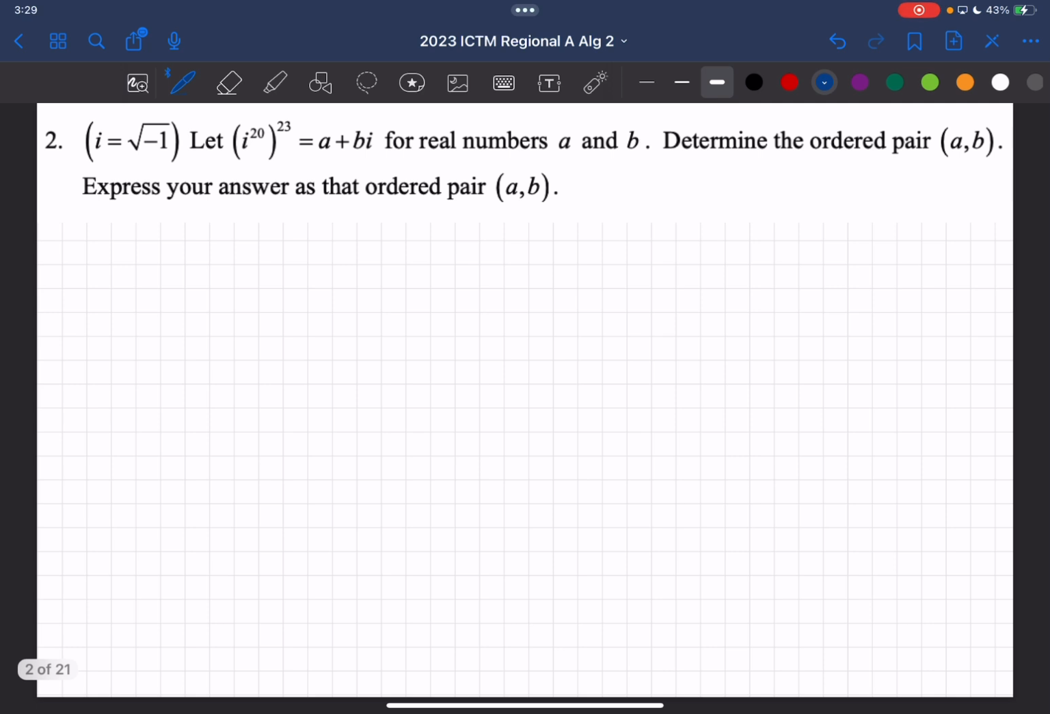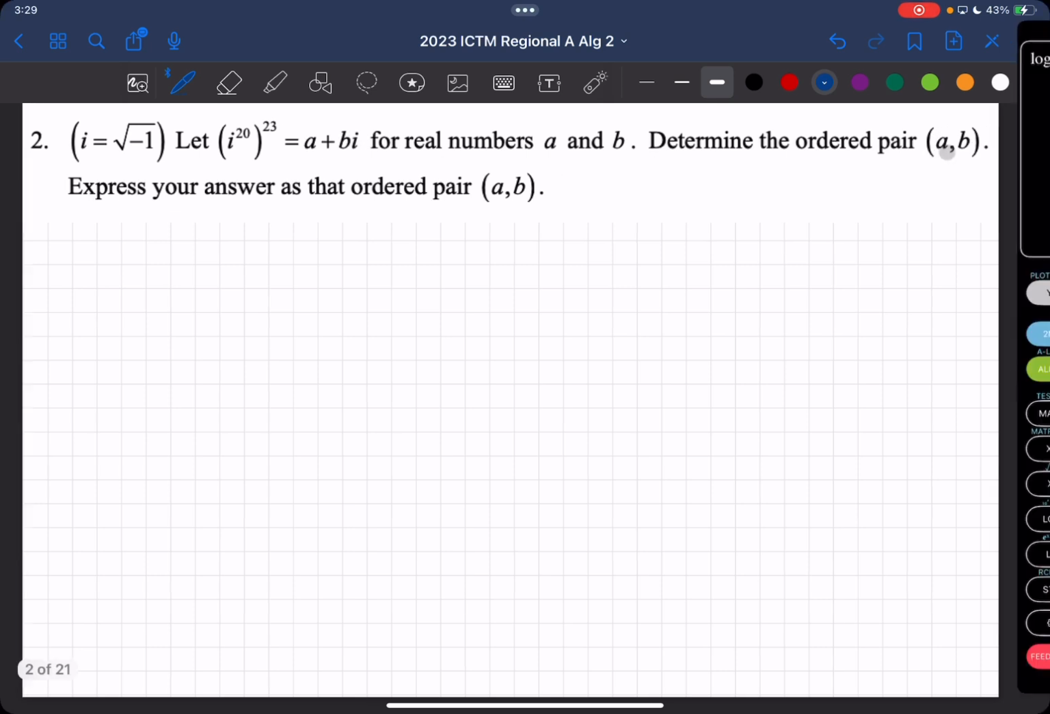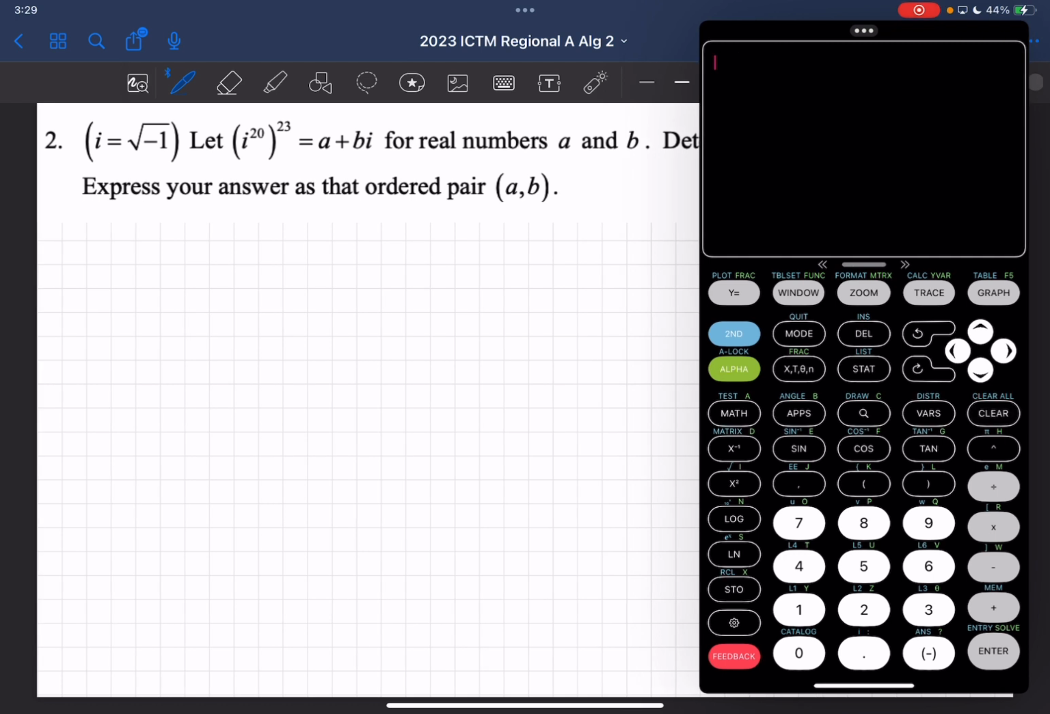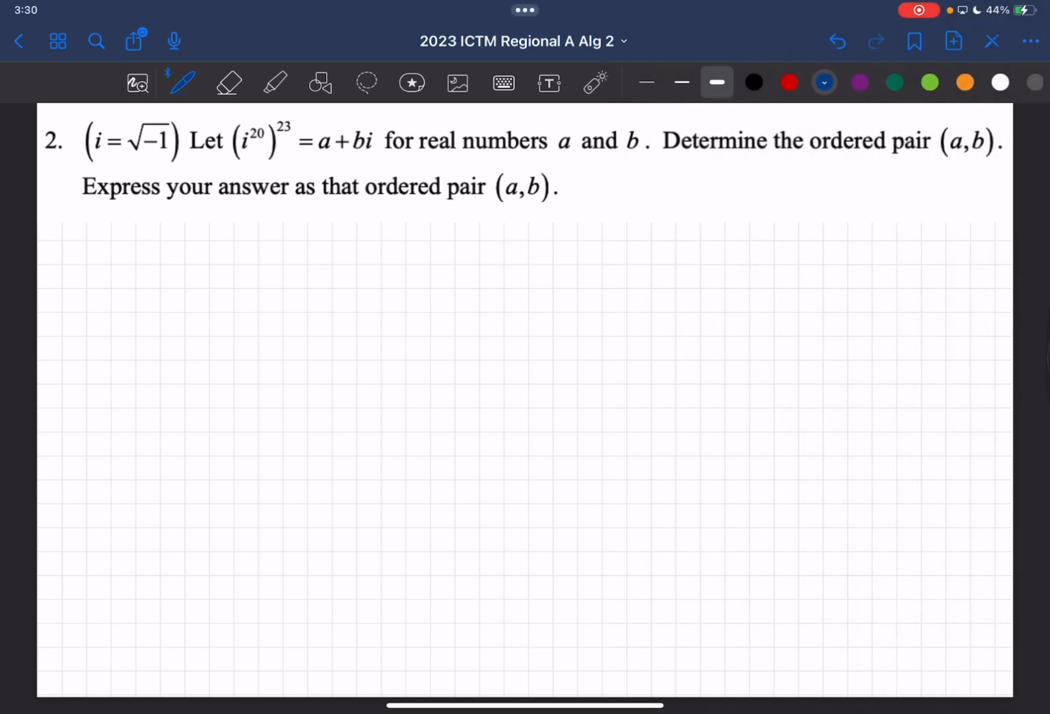Number 2. Let i equal the square root of -1. They always are going to define that for you. And then let i to the 20th, all to the 23rd, equal a plus bi for real numbers a and b. We want to determine the ordered pair a, b. Now, if you have a graphing calculator, this can actually do this. I have i, and I can raise that to the 20th, and then I take all of that to the 23rd, and that's equal to 1.